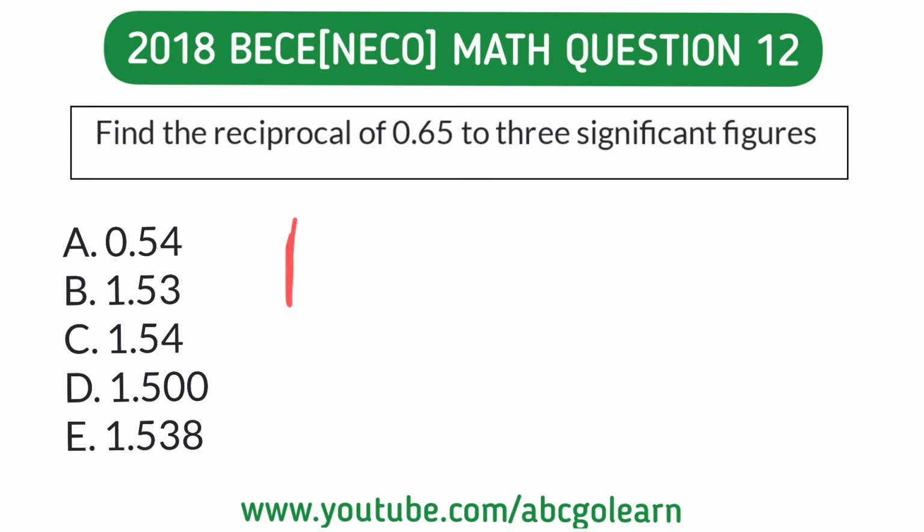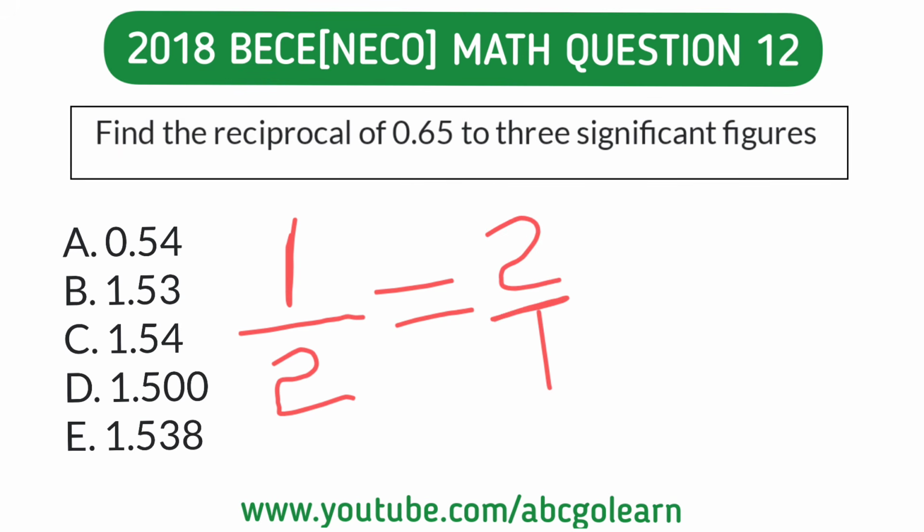When we're talking about reciprocal, take 1 over 2. This 1 over 2 will turn to 2 over 1. That's the reciprocal of 1 over 2. You will flip it: you bring 2 up, and you take 1 down. That's how I got this 2 over 1. So our final answer will be 2.